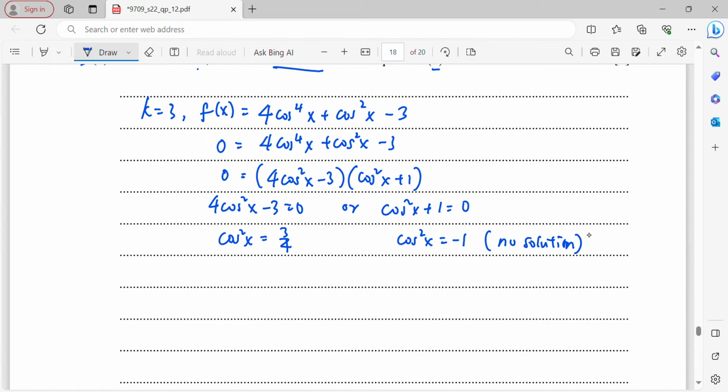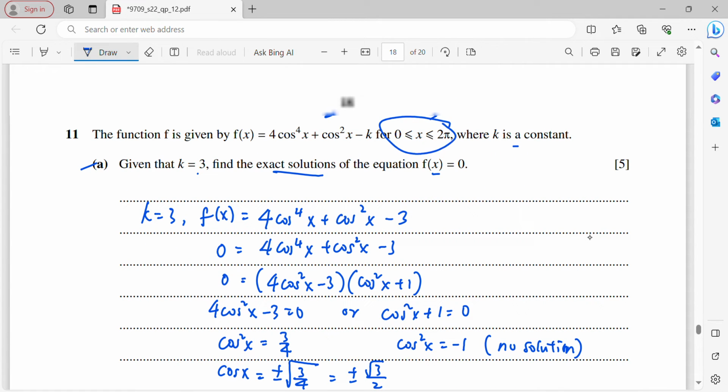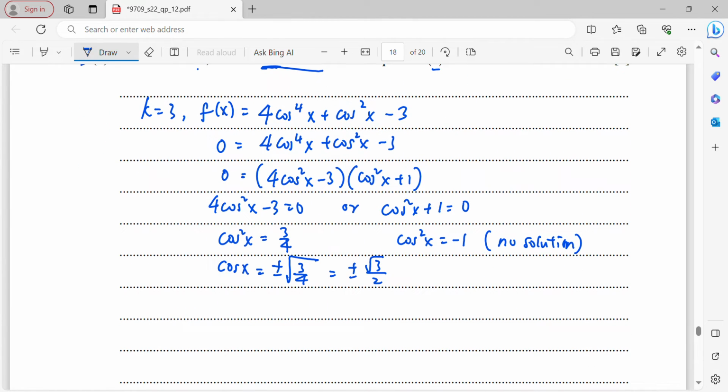Okay, now cos square x is 3 over 4, which means that cos x is plus minus square root 3 over 2. Now, when you refer to the domain here, 0 to 2 pi, and you need to get the exact solution, that means in terms of no decimal. So therefore, I will just refer to the quadrant diagram. Since your cos is plus minus, you have to consider all 4 quadrants.